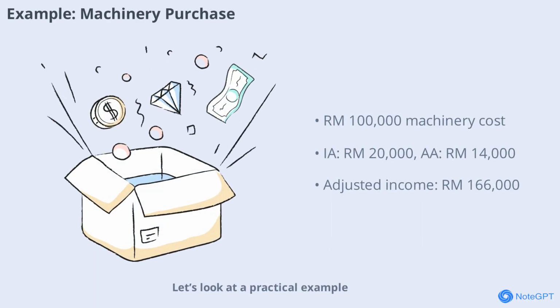Suppose XYZ partnership purchases machinery costing Rm 100,000. The initial allowance at 20% is Rm 20,000, and the annual allowance at 14% is Rm 14,000. The total capital allowance for the year is Rm 34,000. This amount is deducted from the provisional adjusted income of Rm 200,000, resulting in an adjusted income of Rm 166,000. This adjusted income is then used as the basis for dividing profits among the partners.